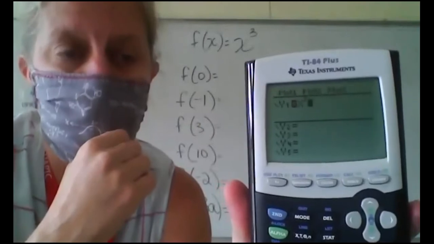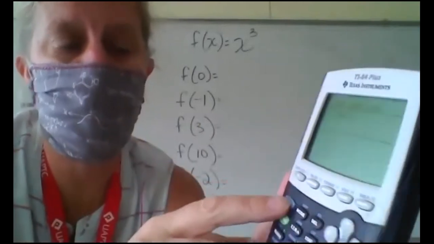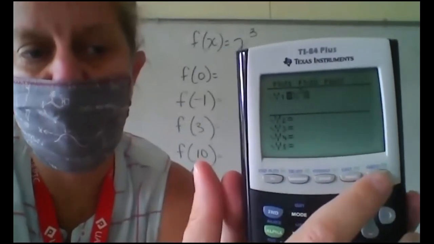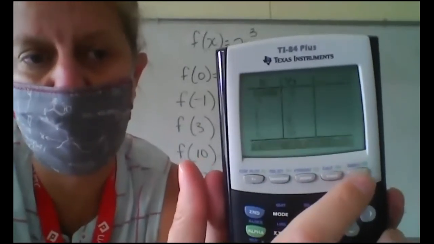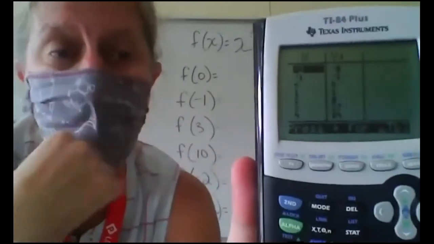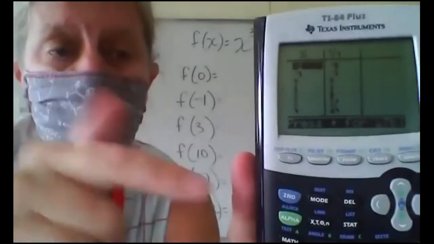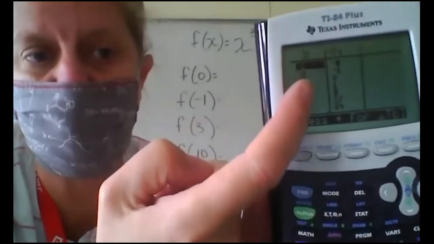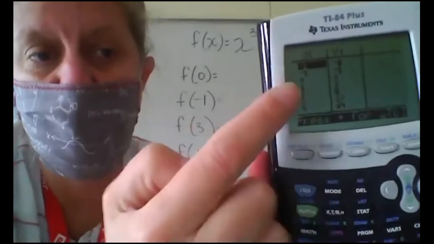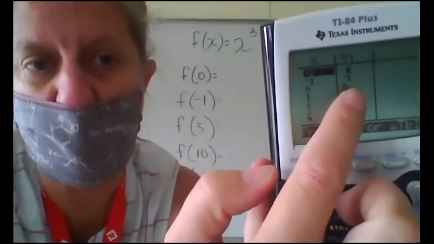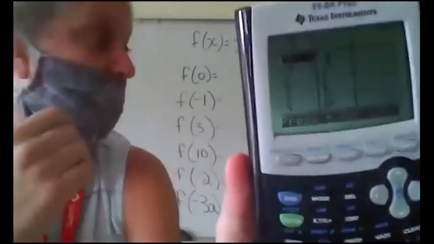So now I'm going to do second table. It does all the math for me. So what you're doing is, here are the different numbers that are going into that function for the x. And then they're raising that number to the third power, and that gives you the y, which is exactly what I would be doing here, right?